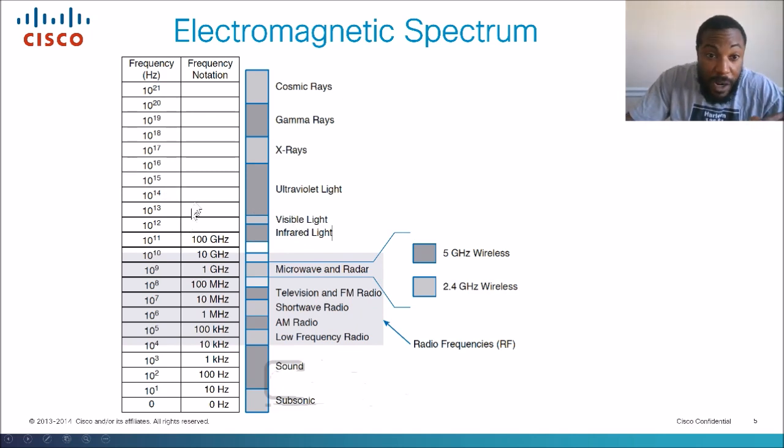Once you start getting up here, like I said, we're not worried about that. X-rays, gamma rays. This is what you consider ionizing rays. In other words, rays that can actually burn you and change the structure of physical objects, right? We're not concerned with that right now, right? We're only concerned with this range right here, the one between 1 and 5 gigahertz, which is where 2.4 gigahertz wireless and 5 gigahertz wireless are. Again, we're not worried about ionizing rays. You want to study all of that? Watch Bill Nye or something like that.